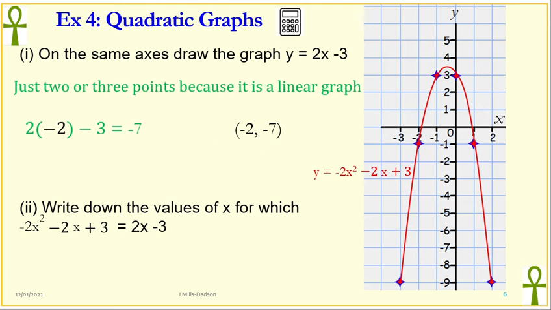Choose another x coordinate. I've chosen 0. It will give me a y coordinate of negative 3. So the next coordinate is 0 and negative 3. With these 2 points, it's enough to draw a straight line. So I'm going to plot that. Negative 2, negative 7.